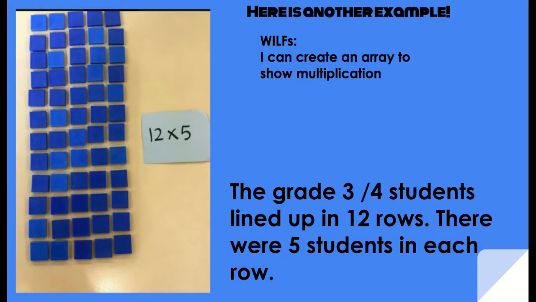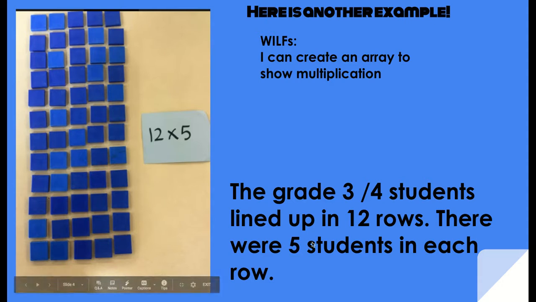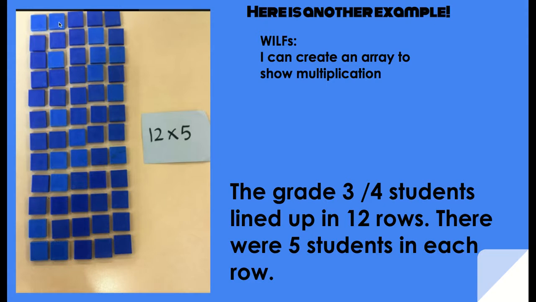Here's another example. The grade 3-4 students lined up in 12 rows. There were 5 students in each row. 1, 2, 3, 4, 5 students in each row. That's 12 rows of 5, or 12 times 5. And here is my array.